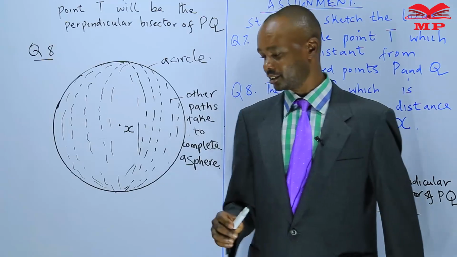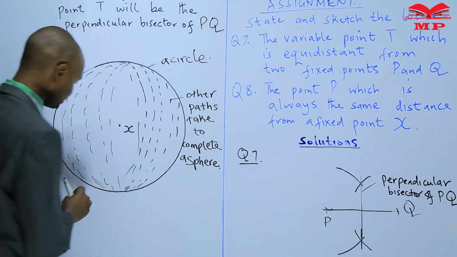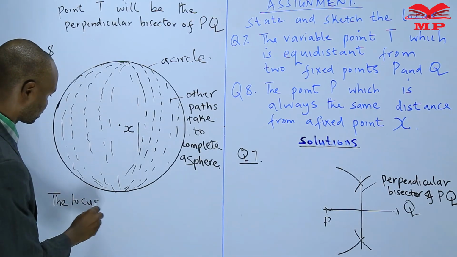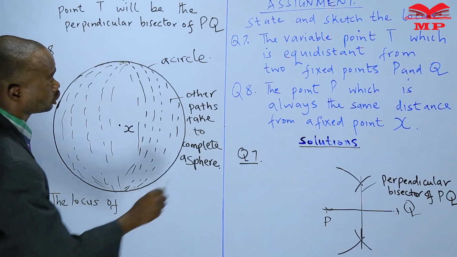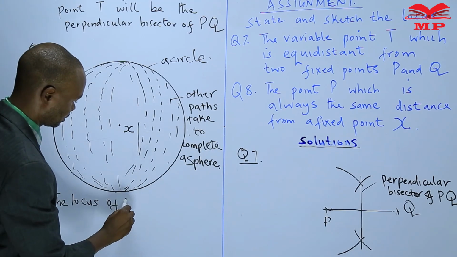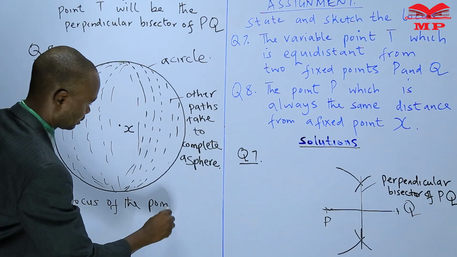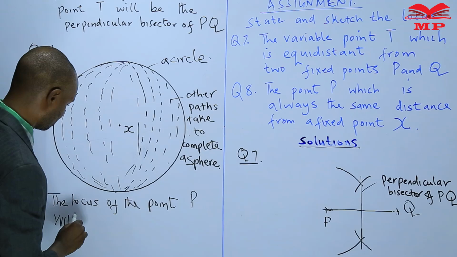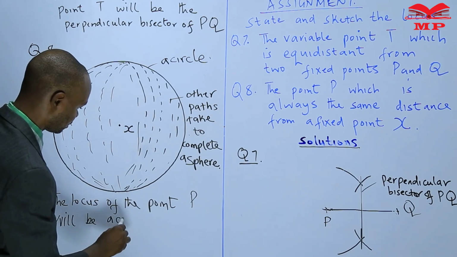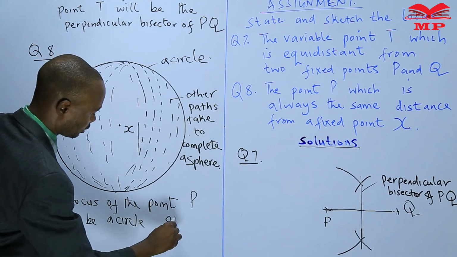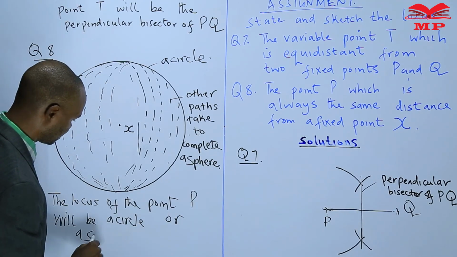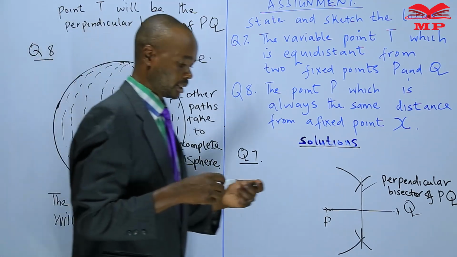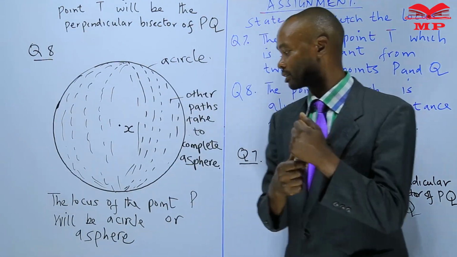So the answer to that, you'll come and write the locus of the point P. It will be a circle or a sphere.